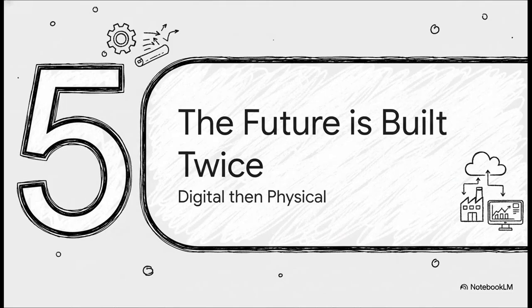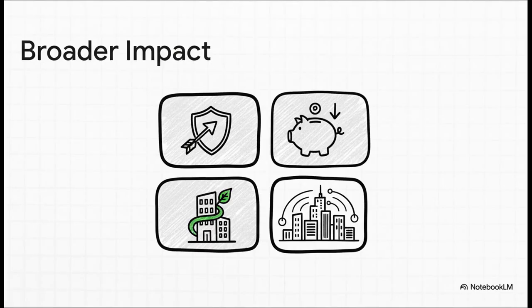What this all leads to is a whole new way of thinking about how we create and manage our world. Essentially, the future is built twice. First, in the digital world, and then in the physical one. And the impact of this is just huge. By combining these tools, we get much better risk management, we lower costs over the entire life of a building, and we get vastly improved sustainability because we can optimize energy use in real time. This partnership, this is the true foundation of the smart cities and intelligent infrastructure we always hear about.